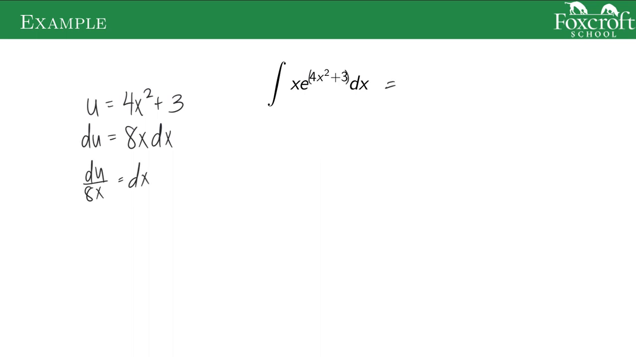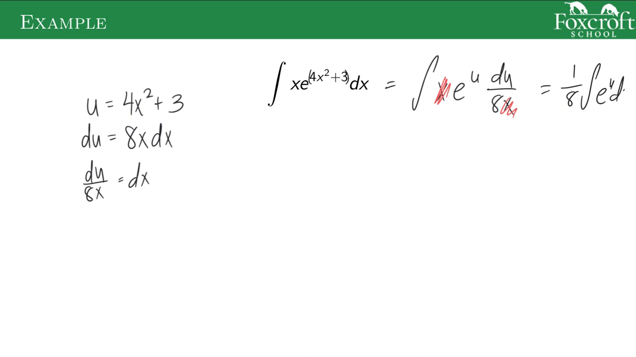So now my expression is going to be 4x squared plus 3 is going to be u, and then dx is du over 8x. And the x's cancel, which is great. The numbers don't, but that's fine because then I just put that 1 over 8 at the front of my integral.